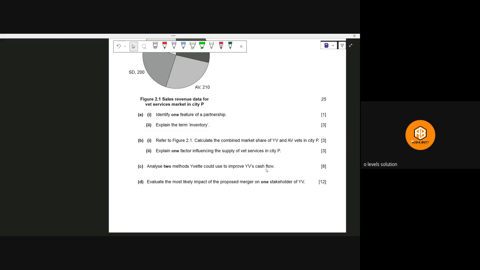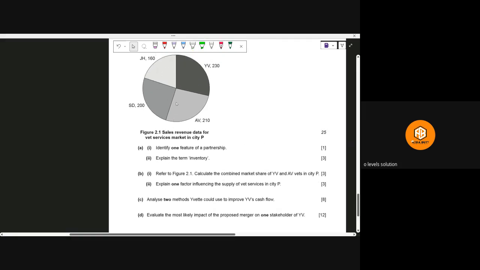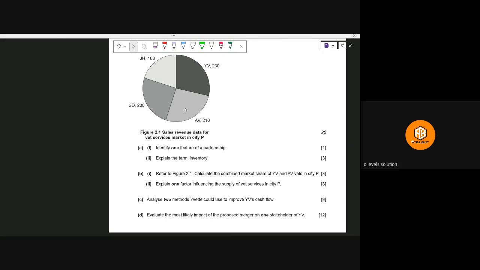the problem is that when the two companies merge, the customers have fewer choices in the market. Because for example, if you go to the pie chart again, there are only four companies working in the market. So if two companies merge, let's say YB and AB, the customers will have three choices only. They can go to JH, they can go to SD, or they can go to these two companies that just merged. So the choices will decrease for them.